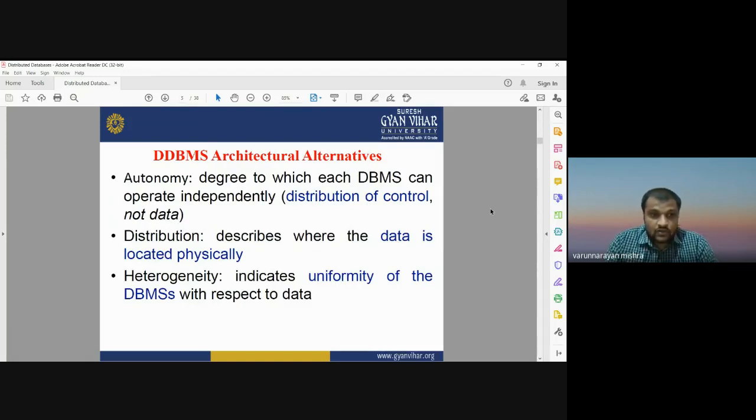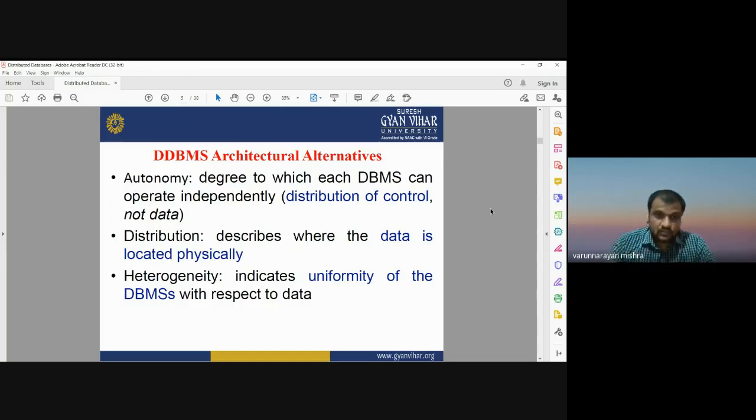The architecture of such a distributed database management system has autonomy, distribution, and heterogeneity. Autonomy means the degree to which each database management system can operate independently. That is distribution of the control, not data. The database stored in any form of database management system has autonomy, meaning all the data sets are independent from each other. No data in one table can affect the data in another table. All the databases can be operated independently.